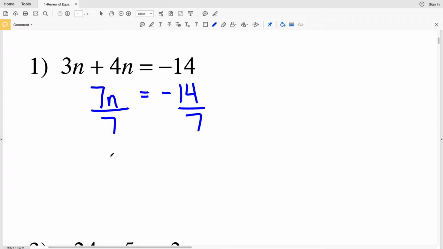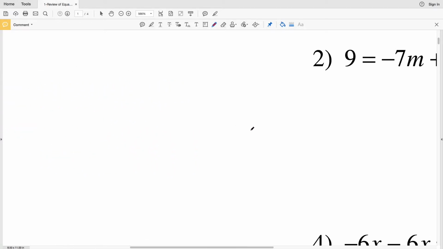7 divided by 7 is 1, and we know that 1 times n is just n. So we have n on the left-hand side of our equation, and that's equal to negative 14 divided by 7, which, a negative divided by a positive is a negative, and 14 divided by 7 is 2. So n is equal to negative 2. So negative 2 is the solution for number 1.